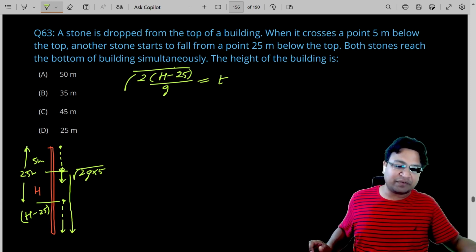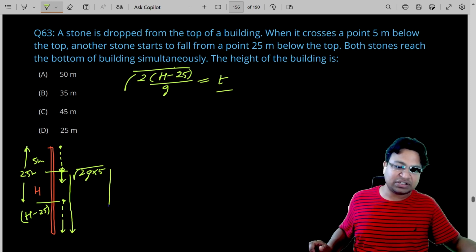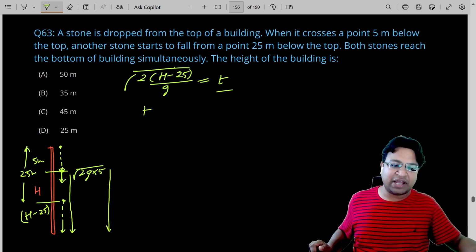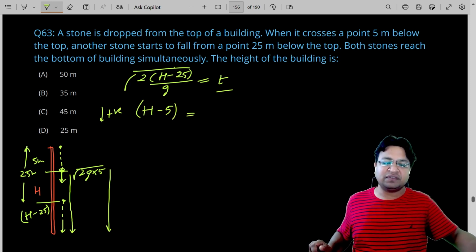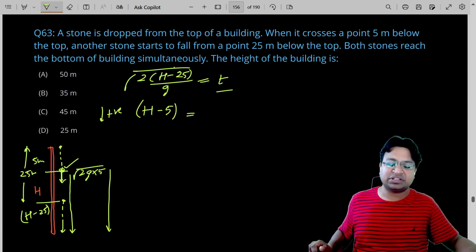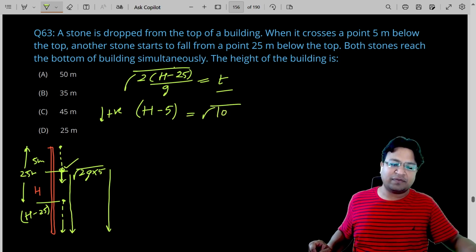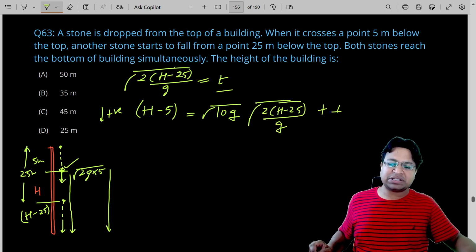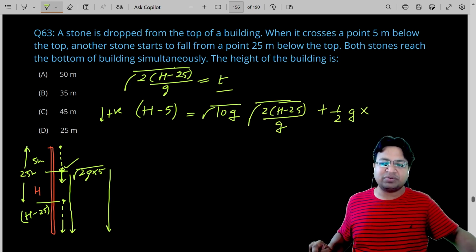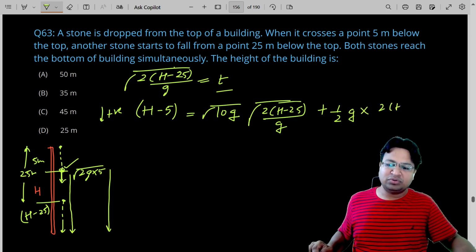So the displacement of the first stone during these t seconds is h minus 5 in the downward direction. I'm treating downward as positive, so the displacement is positive. The velocity here would be treated as the initial velocity, so that would be root of 10g. Then time would be root of 2 into h minus 25 by g, and then plus half into g into t square. T square will become 2 into h minus 25 by g.